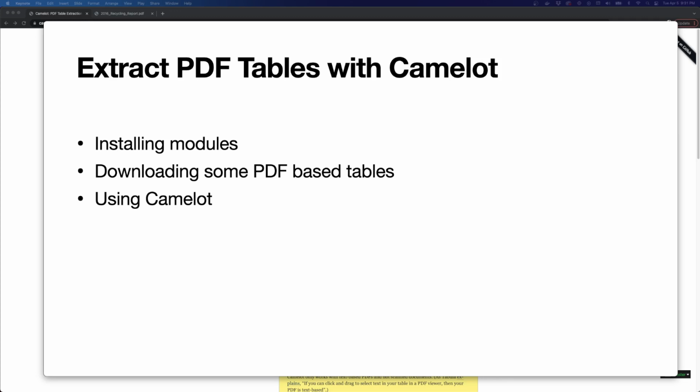We're going to be looking in this quick video today at a way to extract tables or table data from PDF files using a Python module called Camelot. So we're going to give it a try and see if we can get it working.